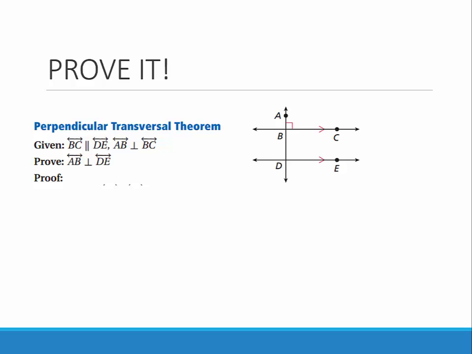So let's take a look at what they give us. They give us that BC and DE are parallel, and they give us that this is perpendicular to one of the lines, the one from A to D. So we need to somehow prove that this is also a 90-degree angle. So let's think about what we know.